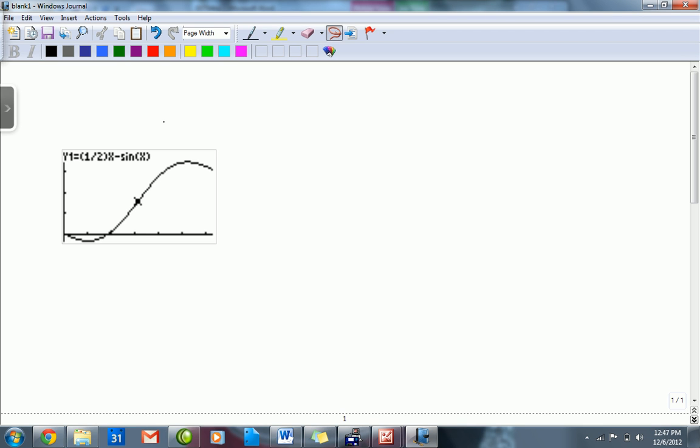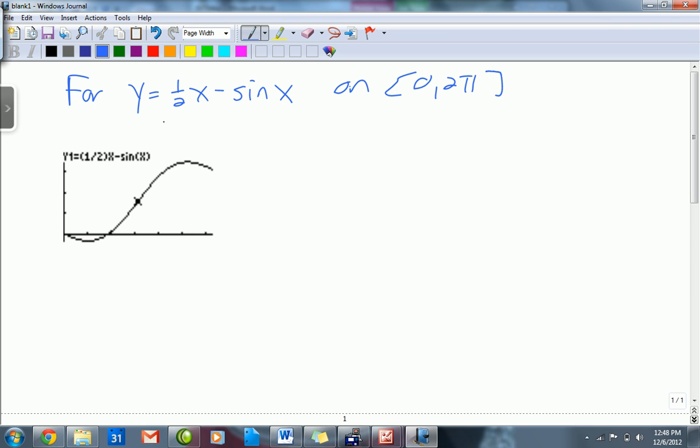Alright, what's up? In this video I'm going to show you how to use the first derivative to find extreme values. So let's take a look at this one example and we're going to really break it down. So for the function below, which is 1/2 x minus sine x, and we're going to give it a closed interval, 0 to 2 pi.